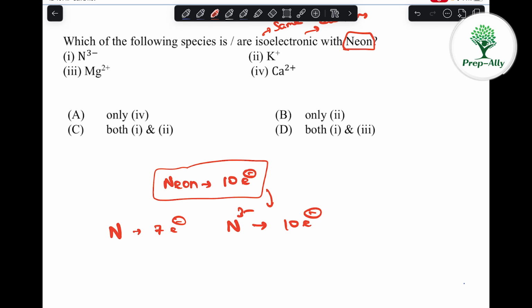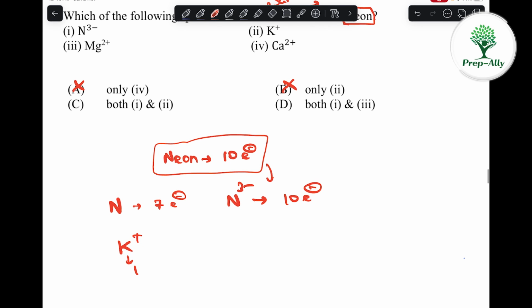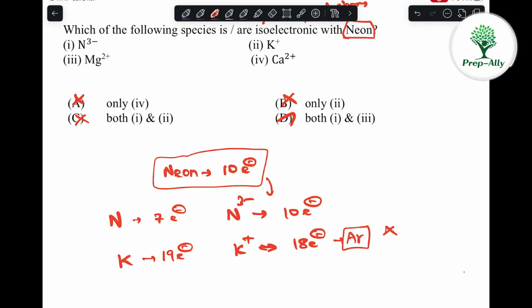So the first option is right, so I can eliminate A and B. Let's talk about K. Okay, K plus, what is K plus? K is going to have 19 electrons. If I take 1 electron out, what happens to the K? 1 electron will be less, which means 18 electrons, which is a configuration of argon, not neon. So I can eliminate 2. So the answer is going to be 3, I mean D. Let's check the third one.